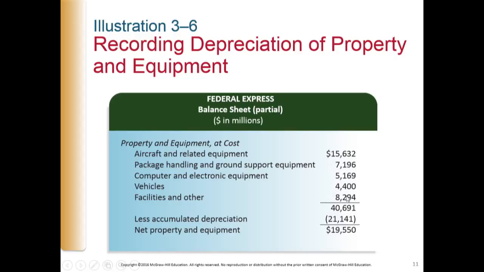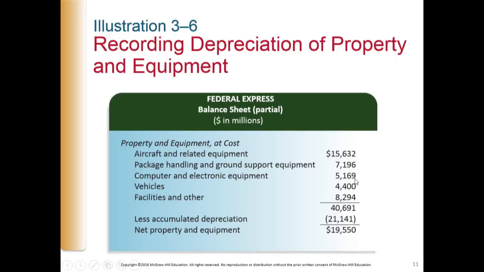So here's the historical value of all of the equipment that we have at cost, which is $40,691. We would subtract from that accumulated depreciation, and in this case we have a balance in that account of $21,141, which gives us a net property and equipment of $19,550.